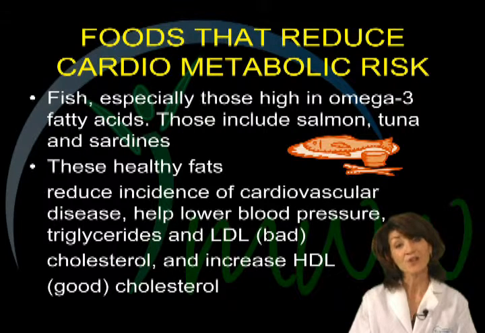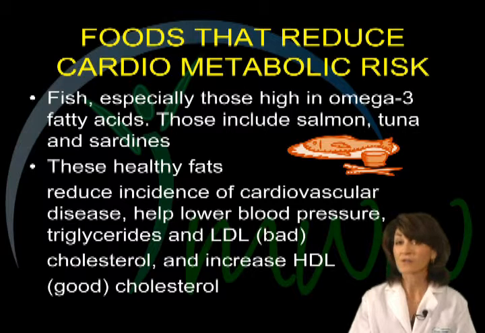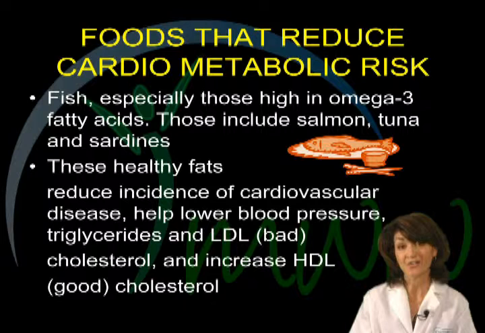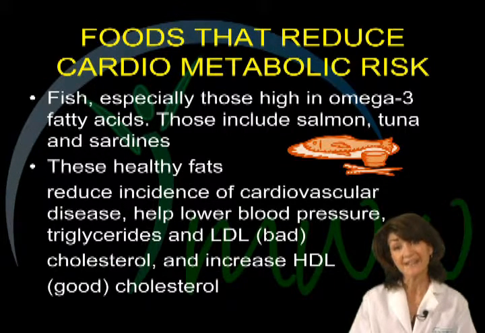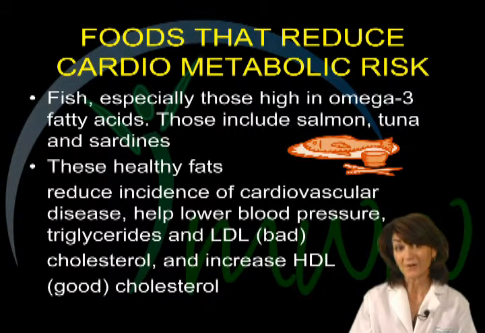Foods that can reduce cardiometabolic risk. There are plenty of them. Starting with fish, especially those that are high in omega-3 fatty acids, are a wonderful source of protein. These include salmon, tuna, and sardines. These healthy fats reduce incidence of cardiovascular disease, help lower blood pressure, triglycerides, LDL cholesterol, and increase HDL or good cholesterol. If you do not like fish, ask your doctor about fish oil supplements. They may also be very helpful.